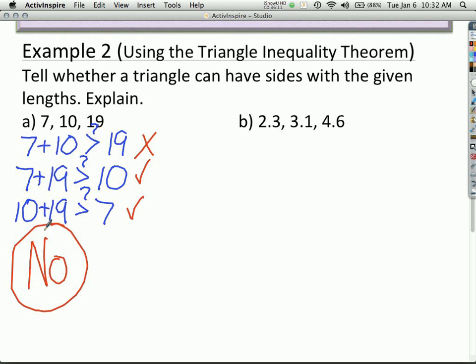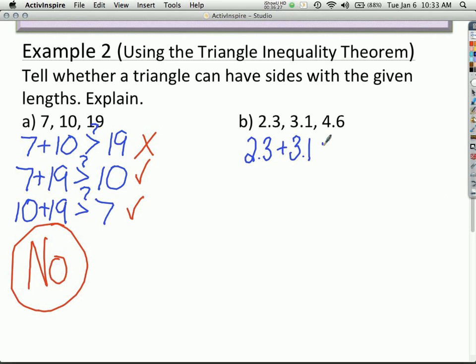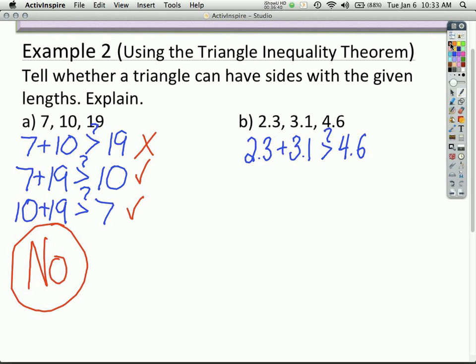But what about part B? What about the lengths 2.3, 3.1, and 4.6? Will those form a triangle? Well, let's check them. 2.3 plus 3.1, is that greater than 4.6? Well, I could do mental math and just add the ones place, and I can already see 2 plus 3 is 5, yeah, that's going to work. So maybe it will be a triangle.